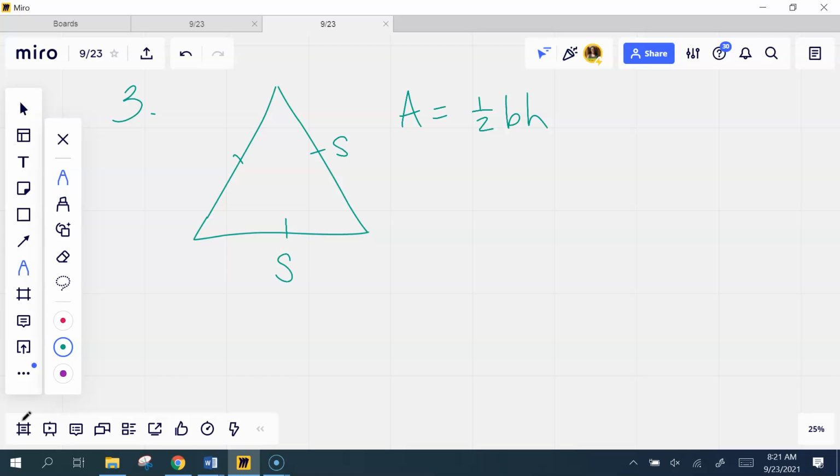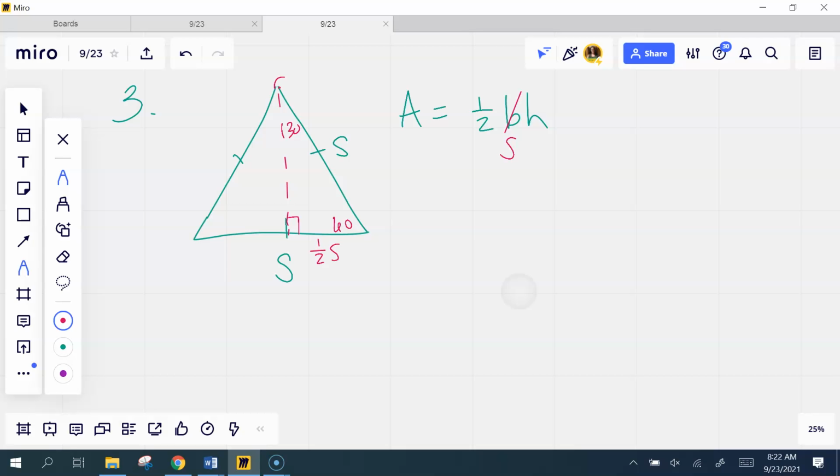If this is S, I drop down an altitude here at 90 degrees to find the height. Are you all okay there? This is still S. But then, what kind of right triangle is it? A special one. It's a 30, 60, 90. This is S. This would be what? Half of S.